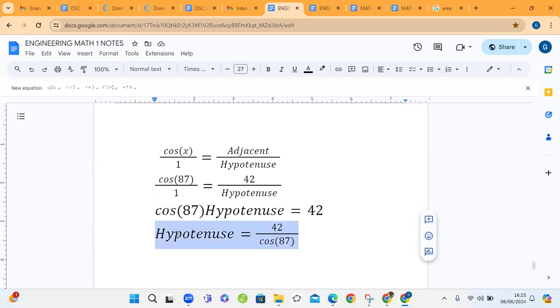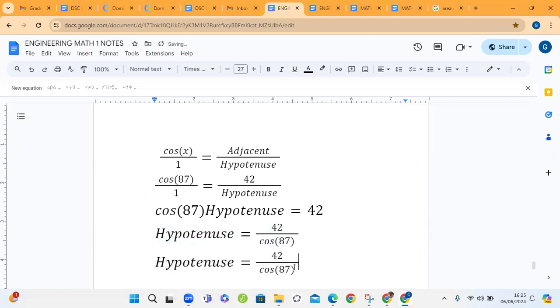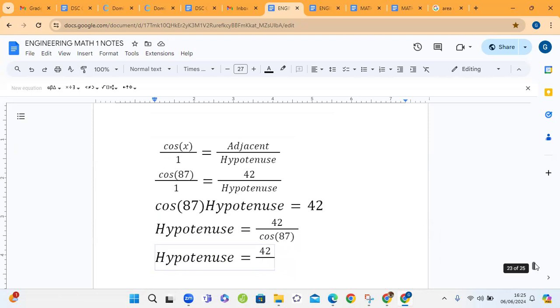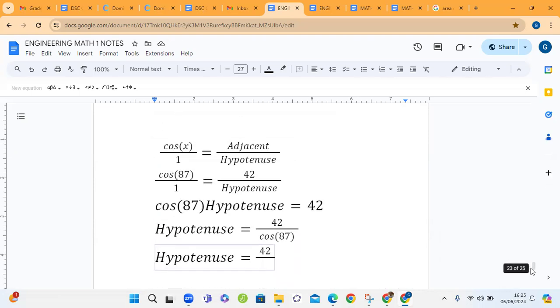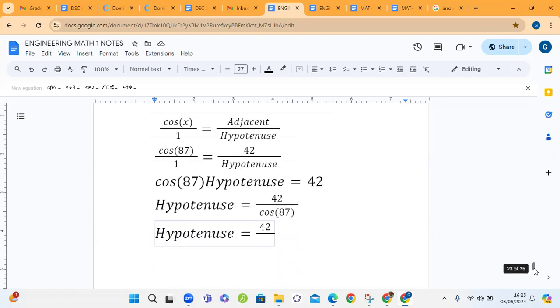And we want to find out what is cos 87 in our calculator. Make sure that your calculator is programmed in degrees. There's a little d above your calculator, not radians, degrees. Okay, it's programmed in degrees. So there should be a little d somewhere in the corner of your screen of your calculator.